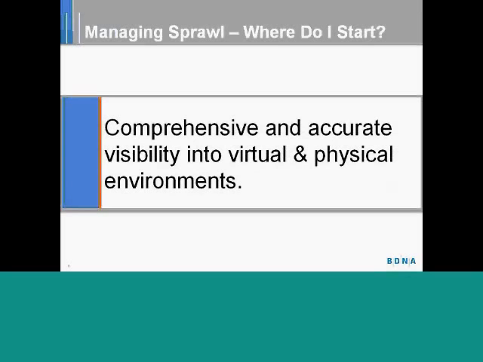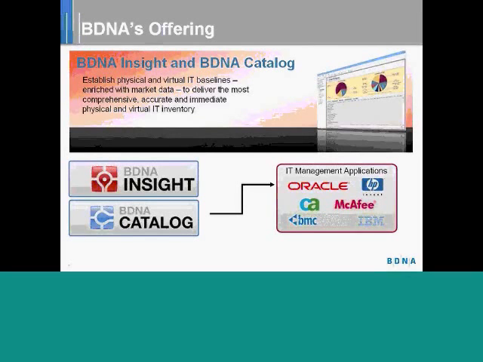And that leads us to the conclusion that if we want to be able to manage virtual sprawl, the place to start is by gaining a comprehensive and accurate visibility into virtual and physical environments. If we don't have that, then we don't have any baseline from which we can start and improve the adverse effects of virtual sprawl. Now, during this presentation, I'm going to touch upon each of the areas that were mentioned as challenges with regards to virtual sprawl, and I will also state how BDNA can help alleviate those.